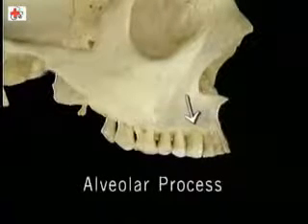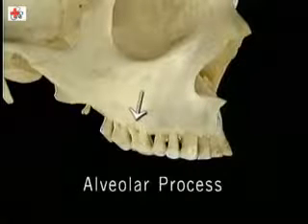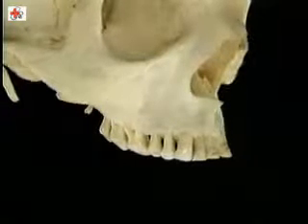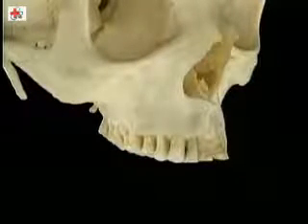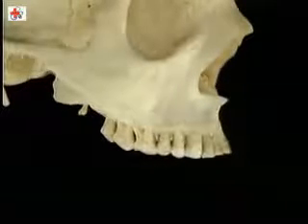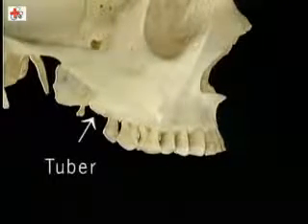The part of the maxilla that bears the teeth is called the alveolar process. We'll look at the teeth later in this section. The alveolar process ends behind at the tuber.